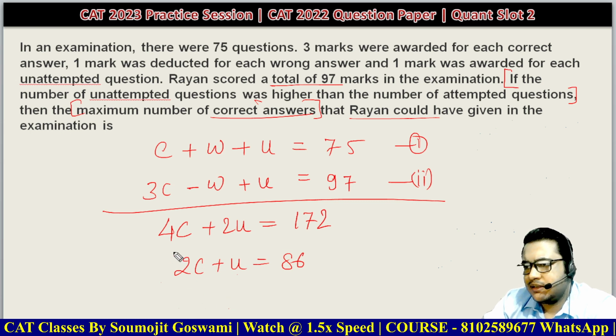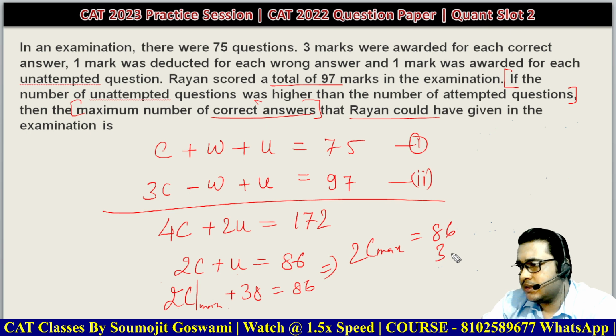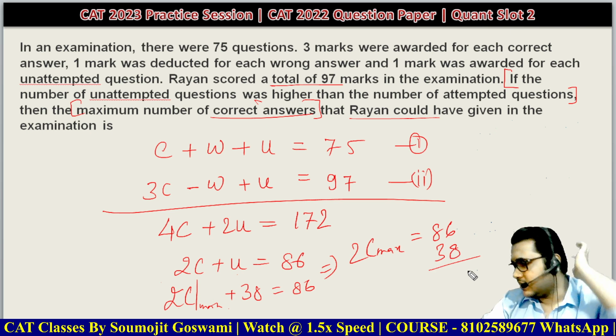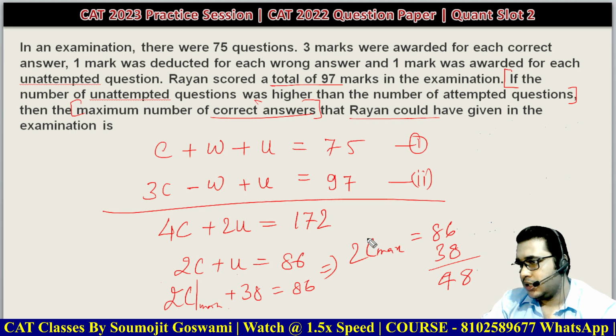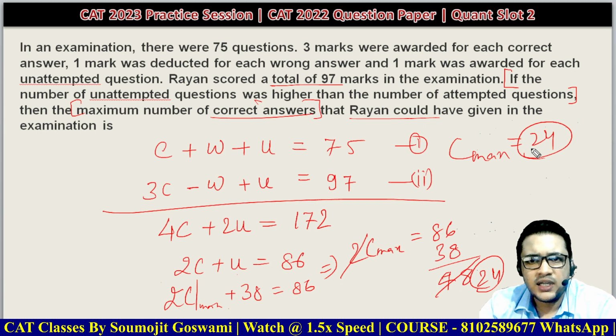So when we plug that in, it will be 2C max plus 38 is equal to 86, and this equals 2C max will be 86 minus 38. 16 minus 8 is 8, 7 minus 3 is 4, and so C max will be 24. You could have got to C max through solving a string of equations as well, but I think this was more than enough.